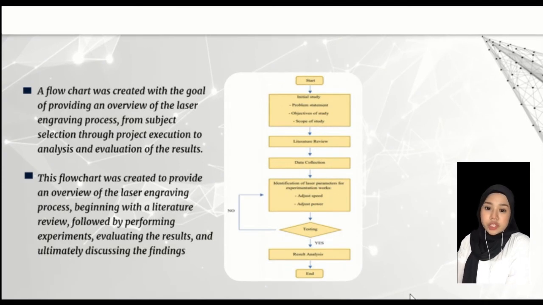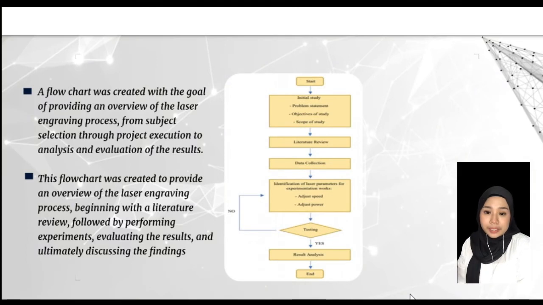A flowchart was created with the goal of providing an overview of the laser engraving process from subject selection through project execution to analysis and evaluation of results. This flowchart provides an overview of the laser engraving process, beginning with a literature review, followed by performing experiments, evaluating the results, and ultimately discussing the findings.